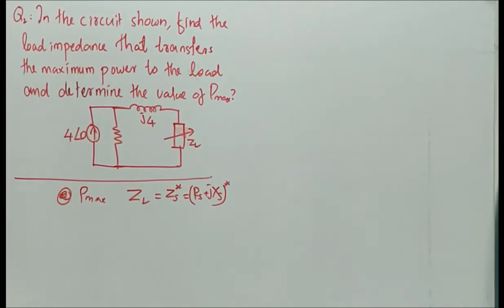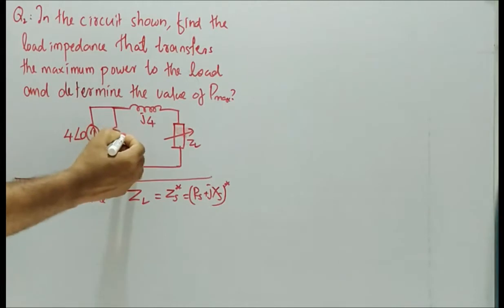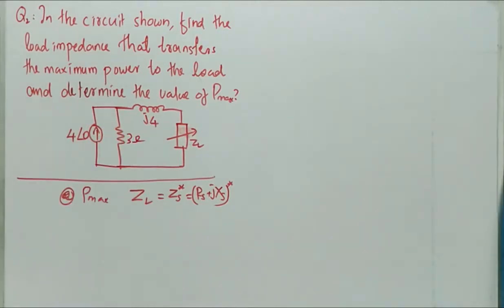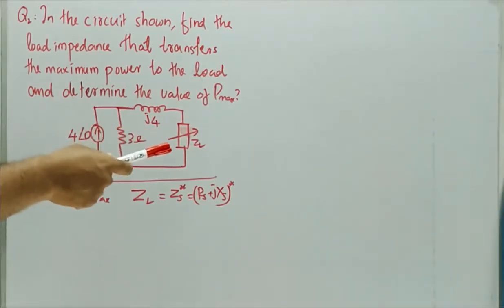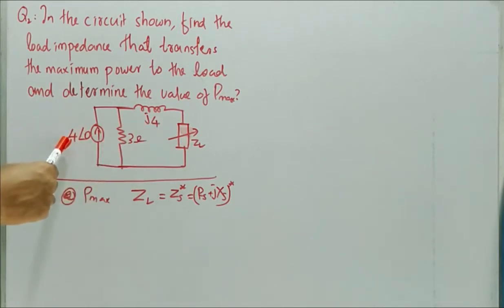In the circuit shown, find the load impedance that transfers the maximum power to the load, and we need to determine the value of P max. Here we have one current source, and this resistance has a value of 3 ohm. We need to find ZL so that maximum power will transfer from source to load.